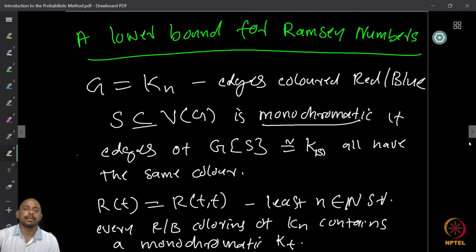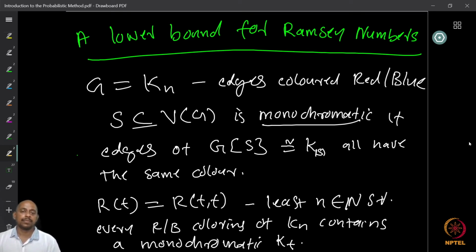So we are going to look at one of the earliest applications known in this, that is to obtain a lower bound for the Ramsey numbers that we talked about. So let us say that we have a graph which is a complete graph on n vertices, and the edges of this graph are colored with two colors, red or blue.